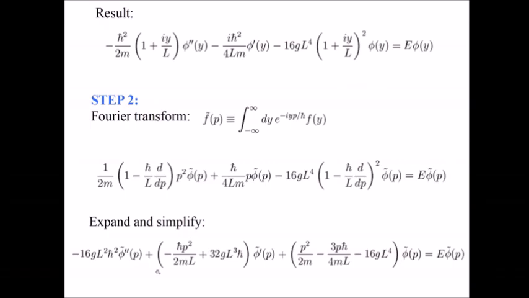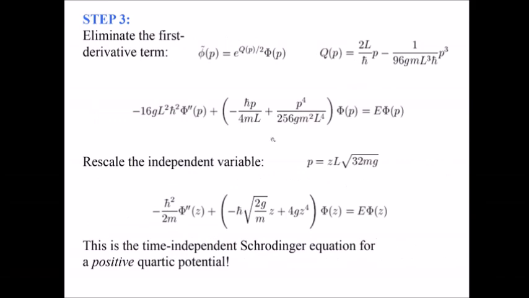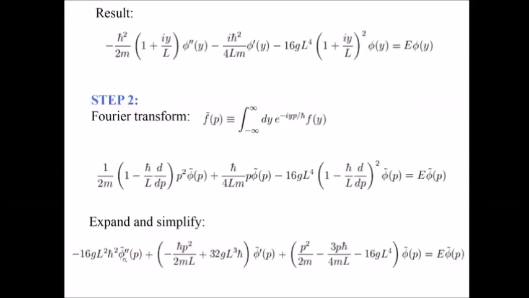And I simplify this equation, and this is what I get. Okay, and next, you notice this equation here has a two-derivative term, a one-derivative term, and a no-derivative term. I'm going to do a simple transformation to get rid of this one-derivative term. And the transformation is just this.